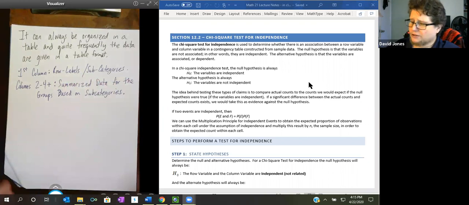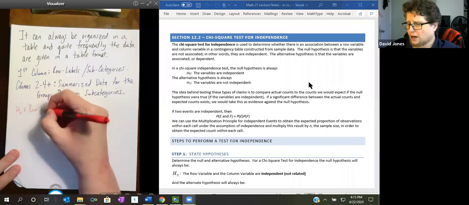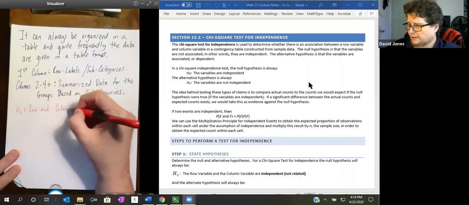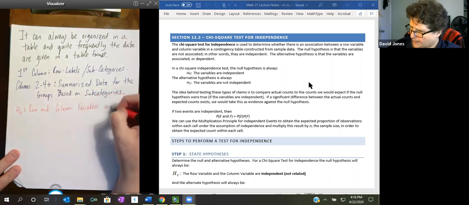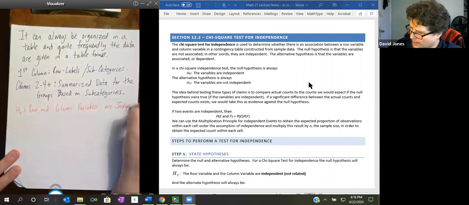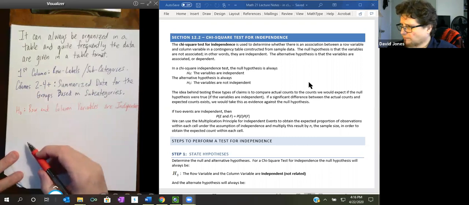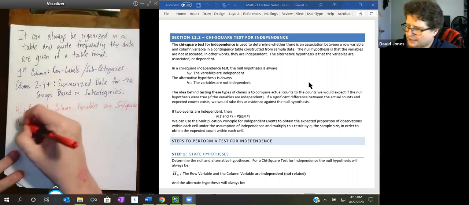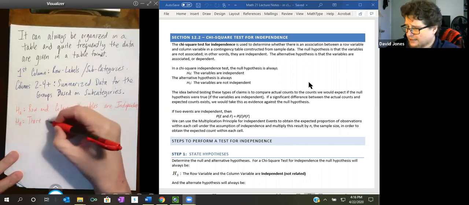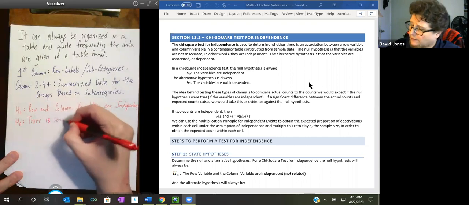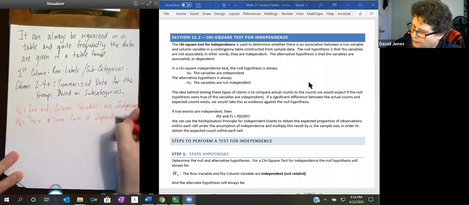And what this boils down to, the H naught always, always, always says row and column variables are independent. And the alternate hypothesis is there is some dependency, there is some form of dependence between the rows and columns.